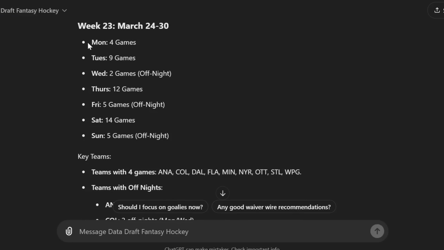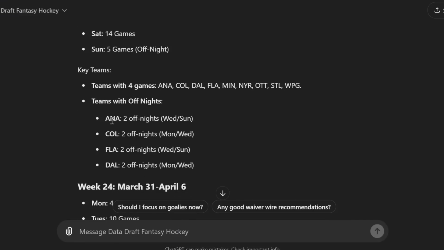You can take a look at week 23. You've got a couple more games on Monday night, only 2 on Wednesday. You've got 5 on Friday, 5 on Sunday, so a pretty decent split, but Wednesday is the lighter night. And then you've got Anaheim, Colorado, Florida, and Dallas with 2 off-night games, and you can see them here.